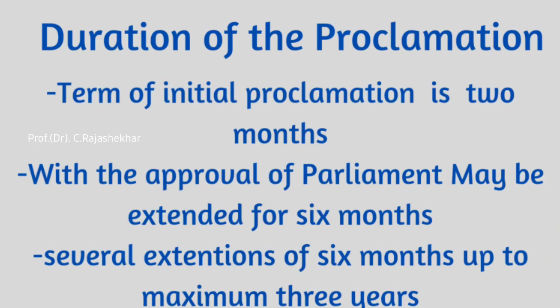Further, there is a situation where the duration can be extended beyond 6 months, up to a maximum of 3 years, provided the following two conditions are fulfilled. Those conditions are: first, that there is a proclamation of national emergency made under Article 352, and secondly, the Election Commission certifies that assembly elections cannot be held because of conditions prevailing during such emergency.